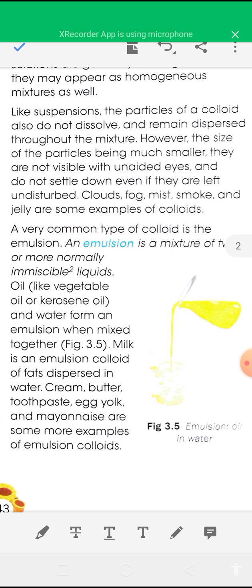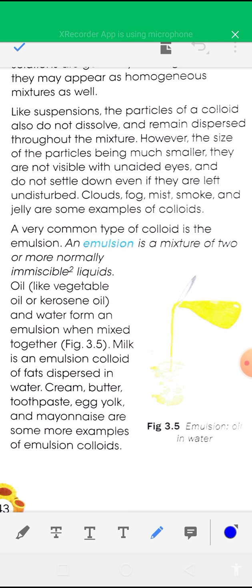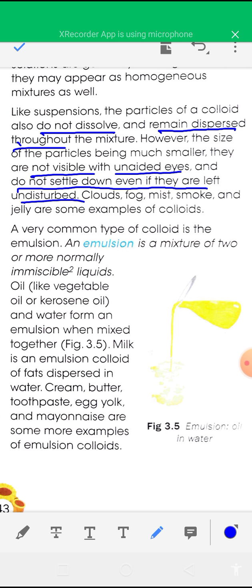Now see a characteristic of colloid. Like suspension, the particles of colloid also do not dissolve, and they remain dispersed throughout the mixture. However, the size of particles of colloid being much smaller, they are not visible with unaided eyes like solution, and they do not settle down even if they are left undisturbed.